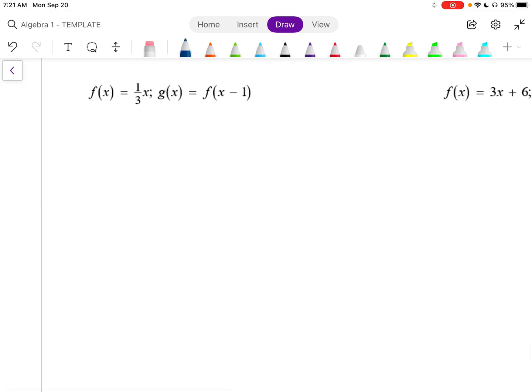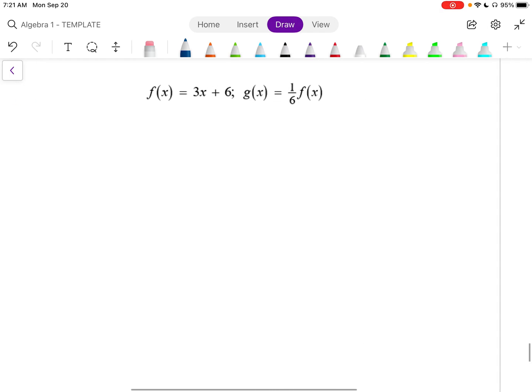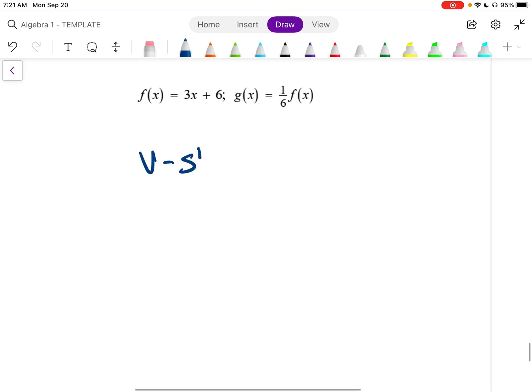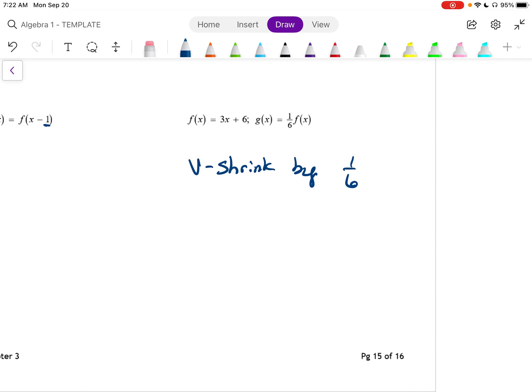We have x minus 1 inside the parentheses, so this is going to be a shift right 2, right? Or excuse me, not 2, 1. A right 1. It's a 1 there. And then lastly, we have 1/6 times f of x. This is going to be a vertical shrink by 1/6. Right? It's a shrink because 1/6 is less than 1.